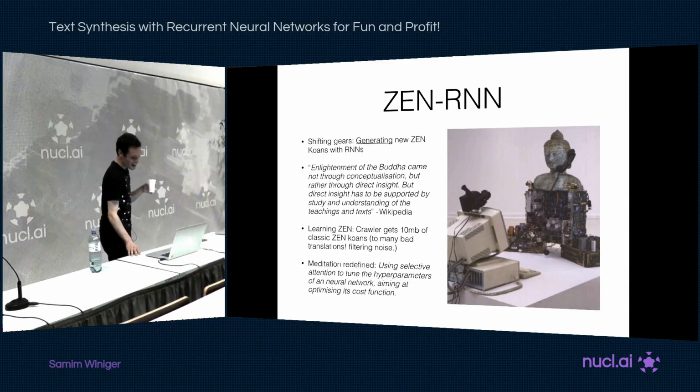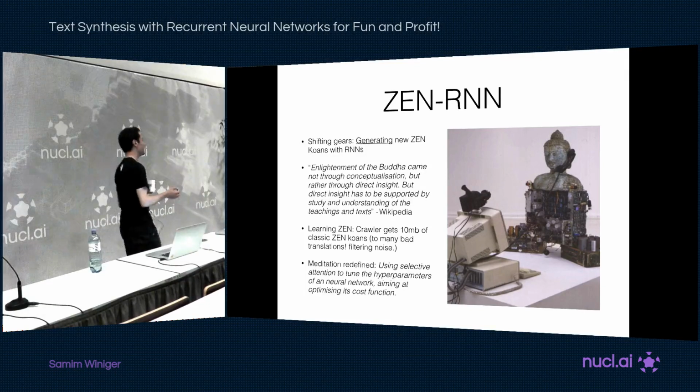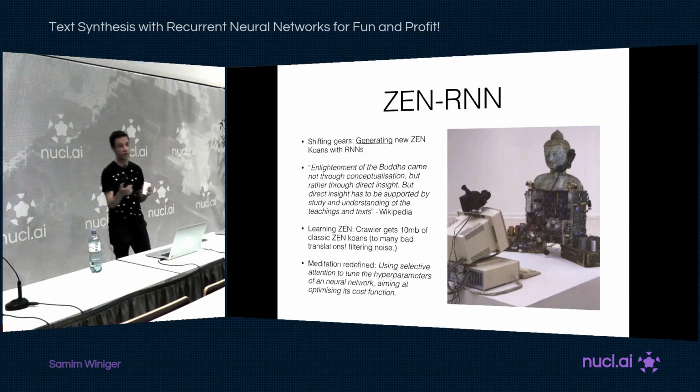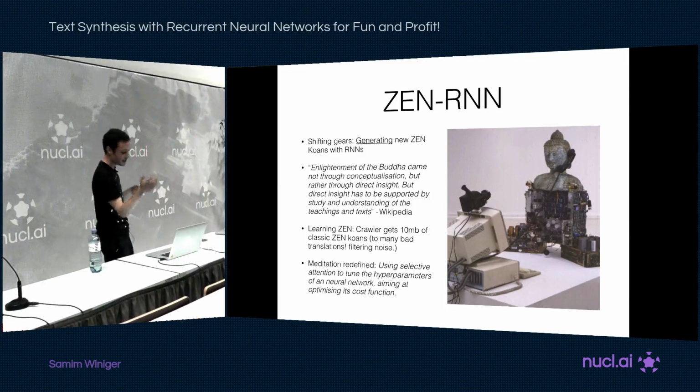So again, learning Zen: write a web crawler, get all the Zen texts you can. The problem here is the West, in a sense, has absolutely destroyed Zen culture because all you find is really shitty translations and interpretations by Western people who have never meditated in their life or practiced Zen. Doesn't matter. So I filtered that out algorithmically, which is a whole project of its own. Then again, did the model, ran it through the RNN, got a model back.